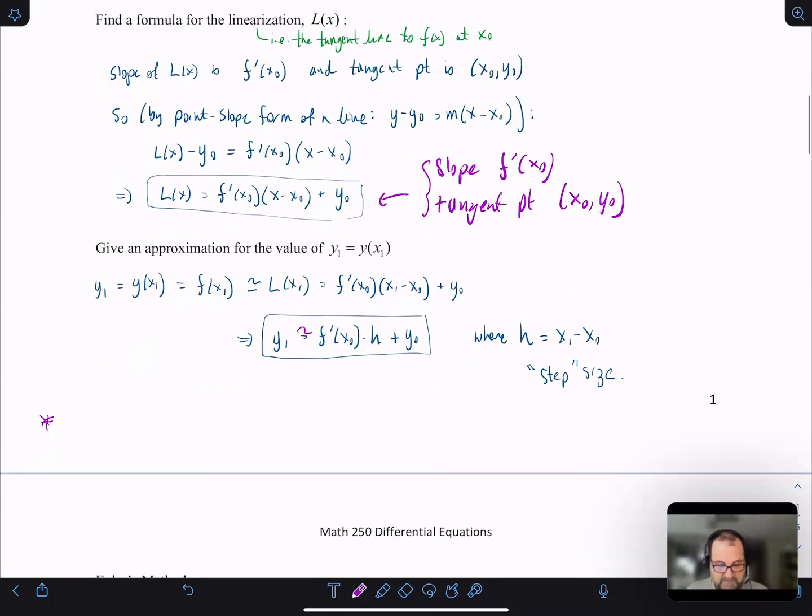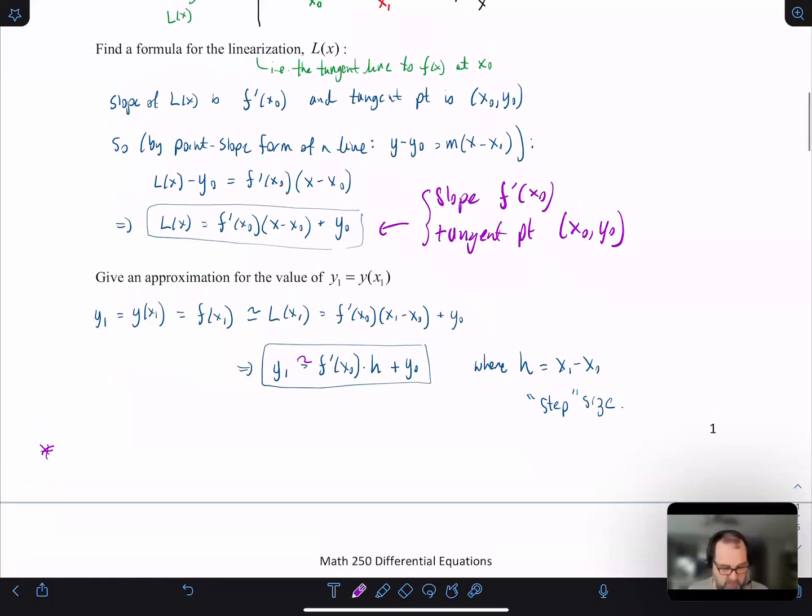All right, so this is fairly doable. This is something you would have seen in Calc 1. Go ahead and give that a go here.